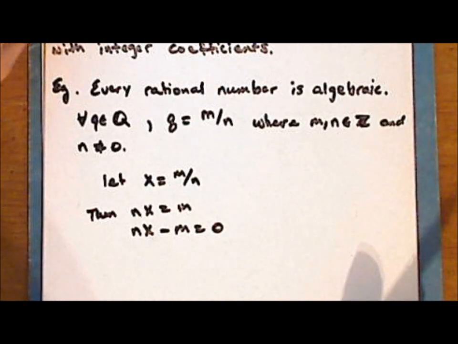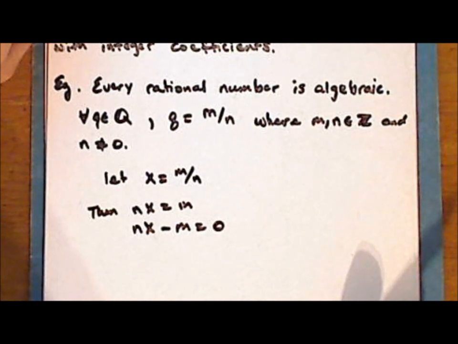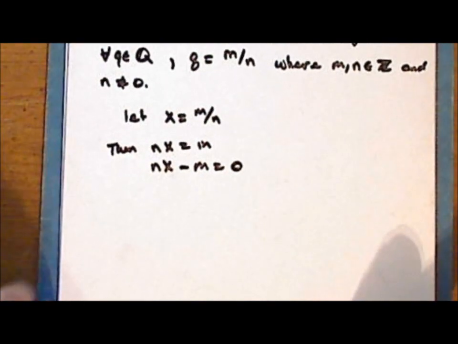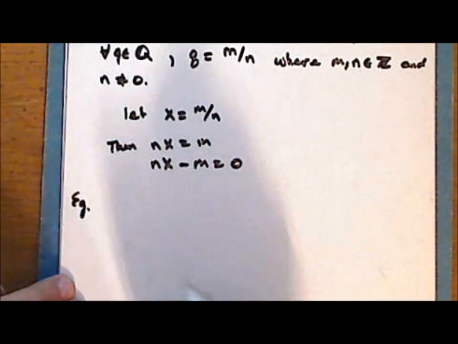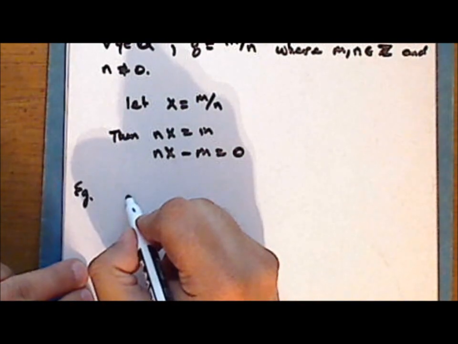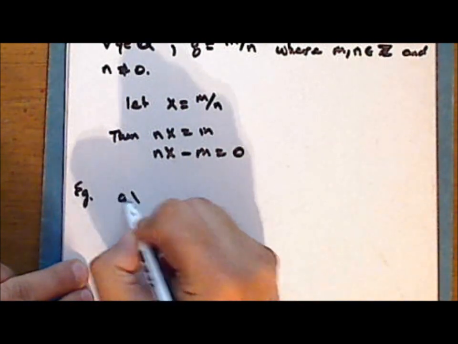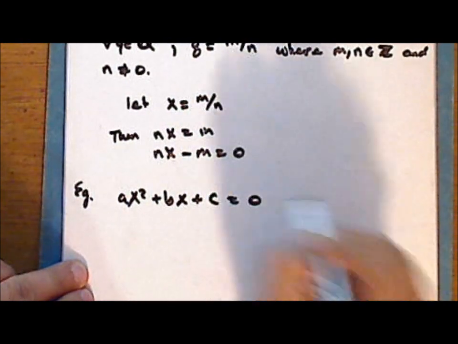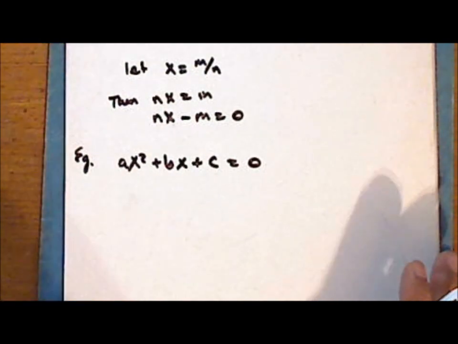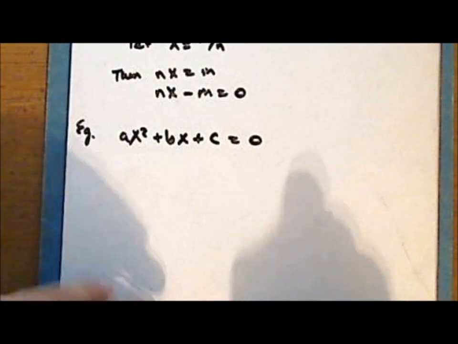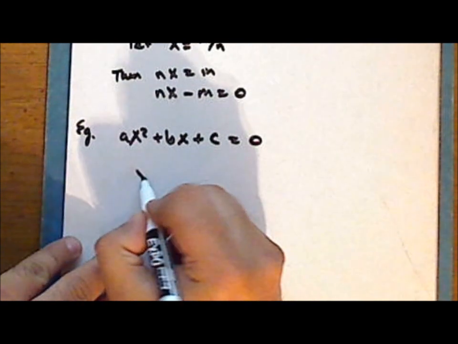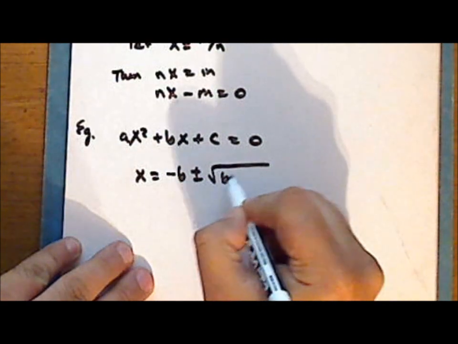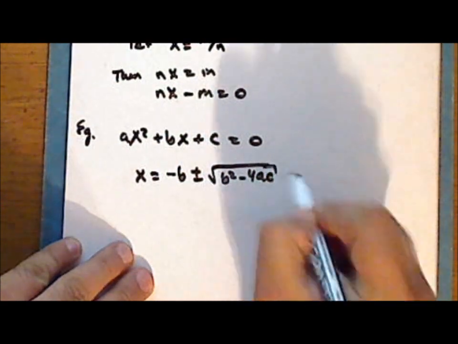And so every rational number is algebraic. As another example, we'll look at a quadratic equation. In this equation, from the quadratic formula, we know that the roots of this equation are negative b plus or minus the square root of b squared minus 4ac, all divided by 2a.